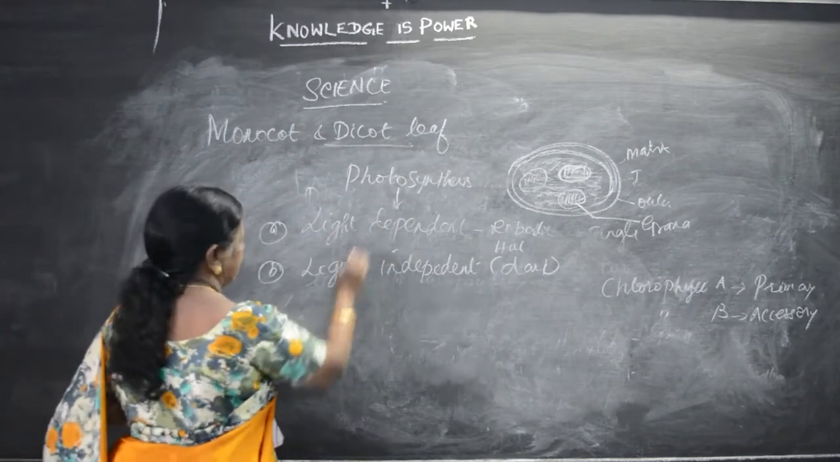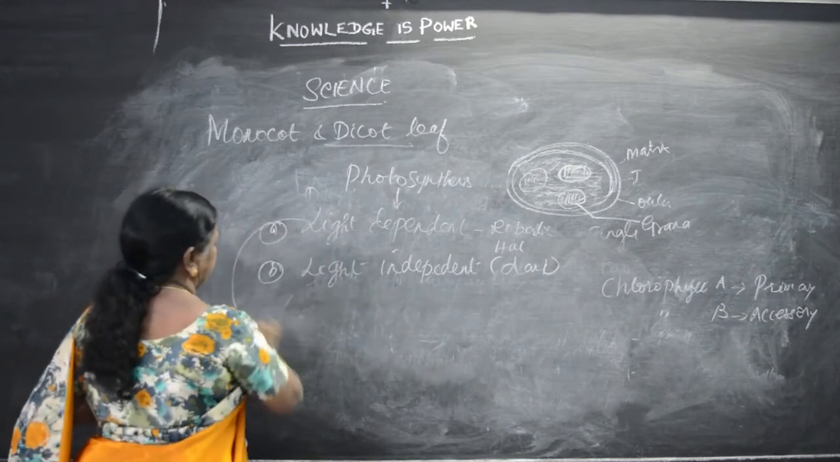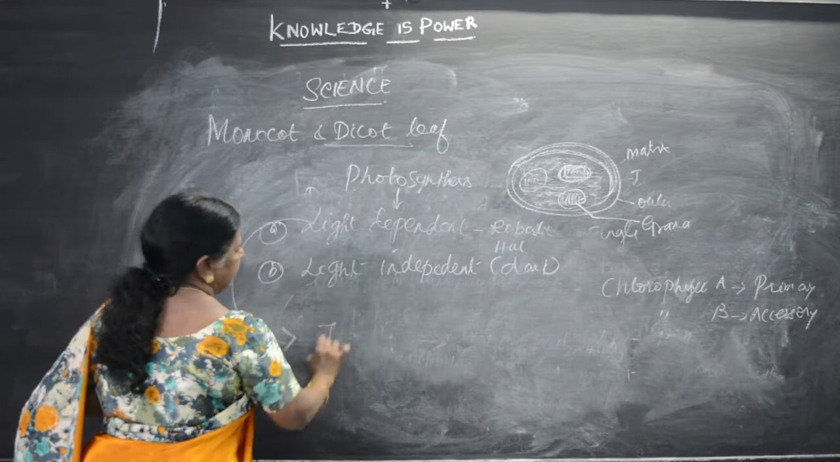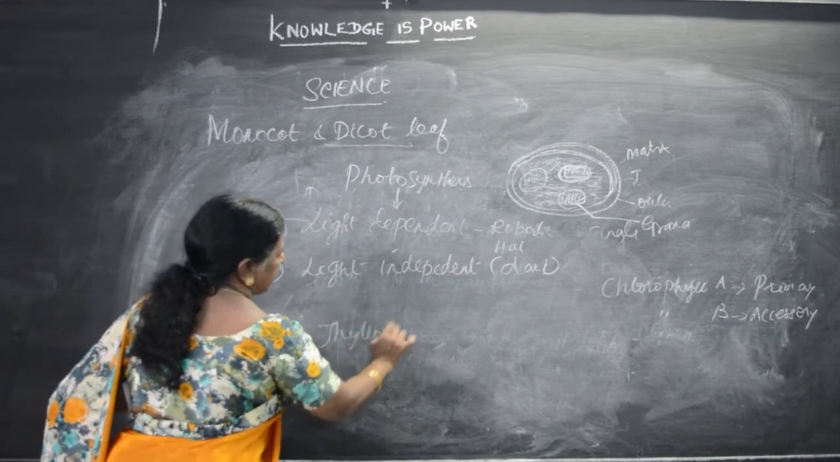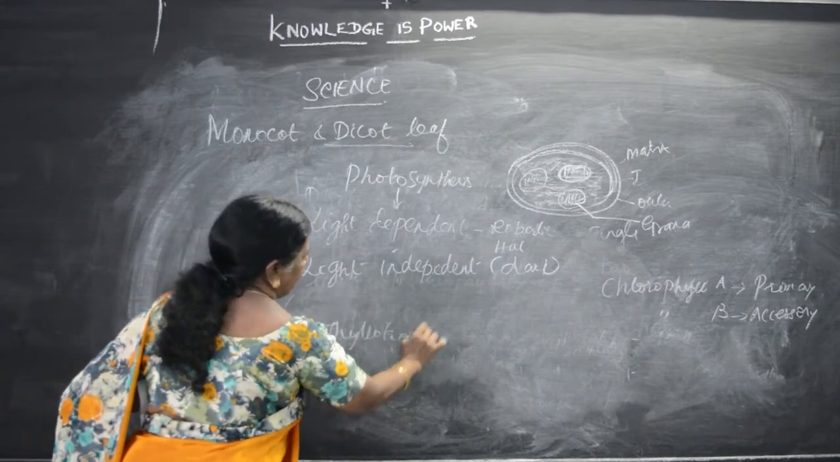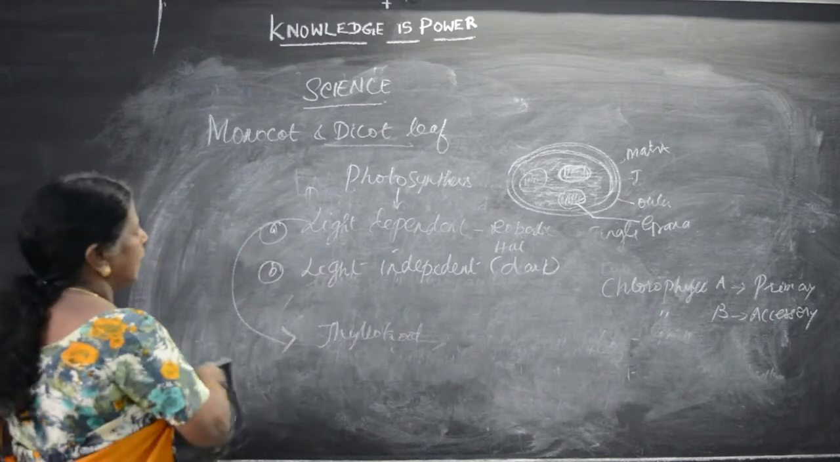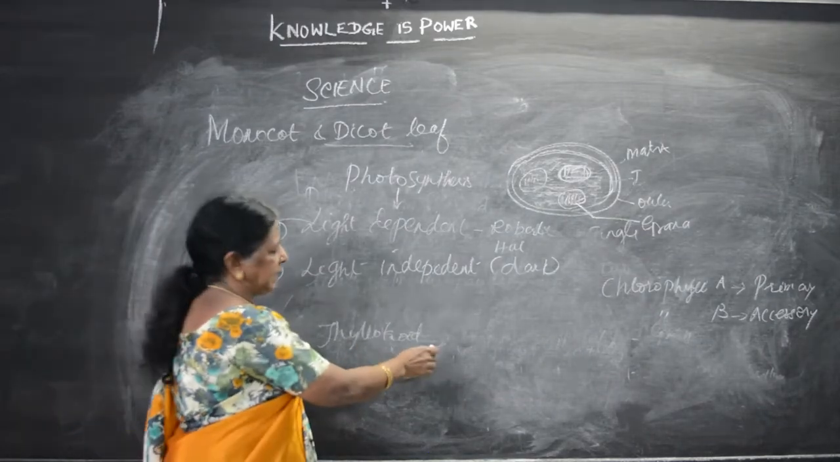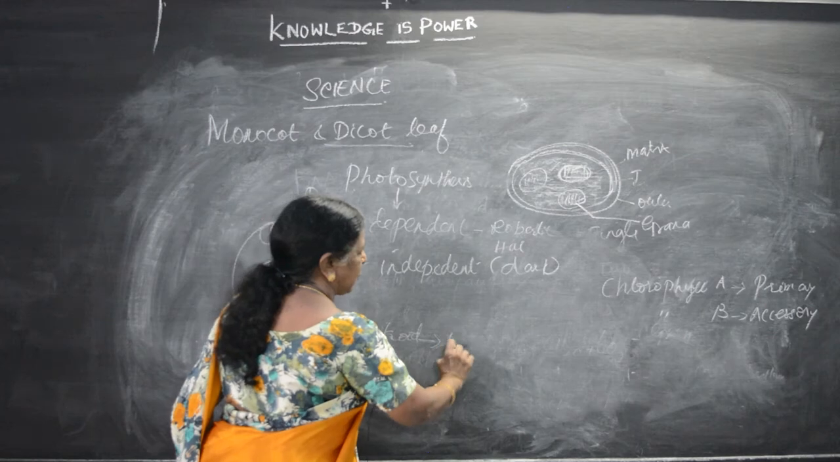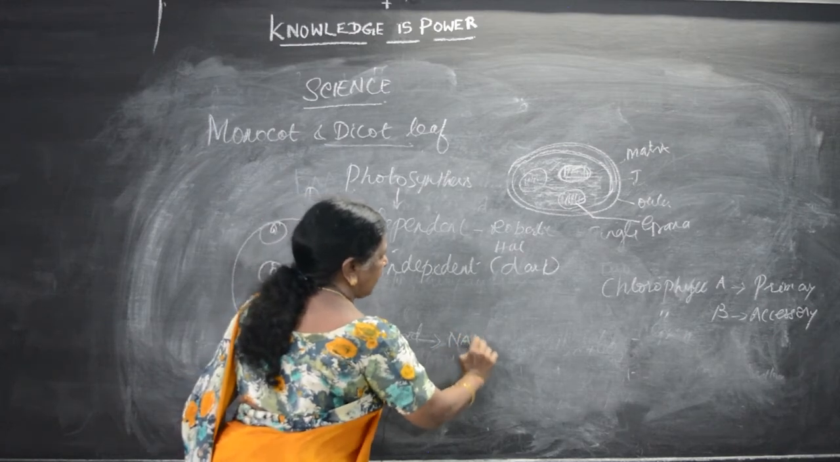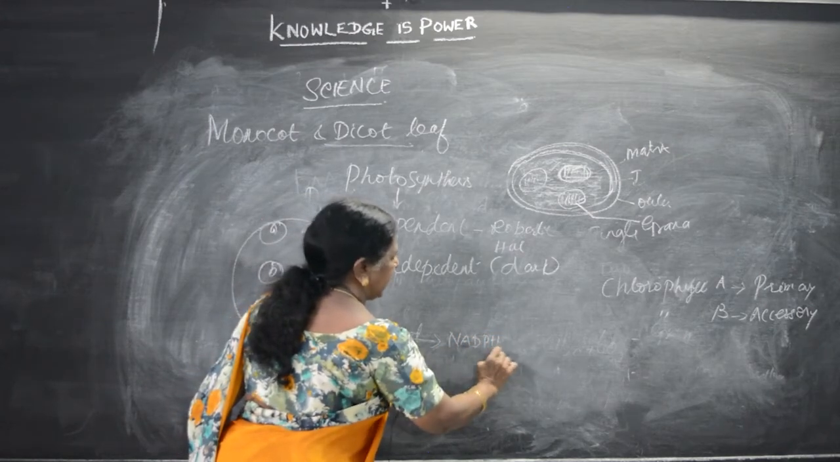Light dependent reaction: the main organ of the light dependent reaction is the thylakoid. We said already the thylakoid is present in the plastid. This thylakoid membrane does the reaction and saves the energy. This energy is known as NADPH and ATP.